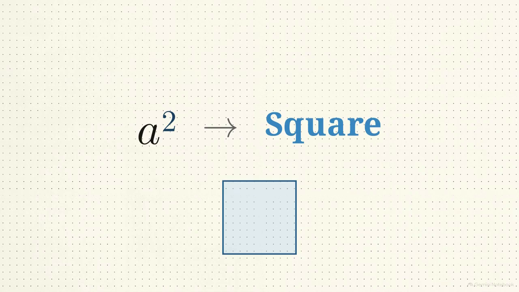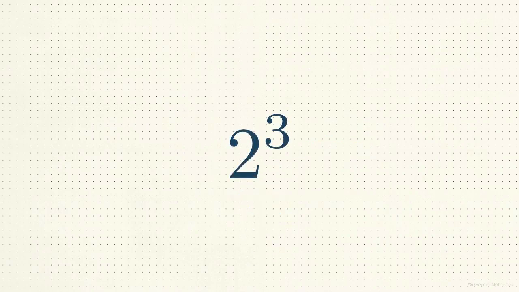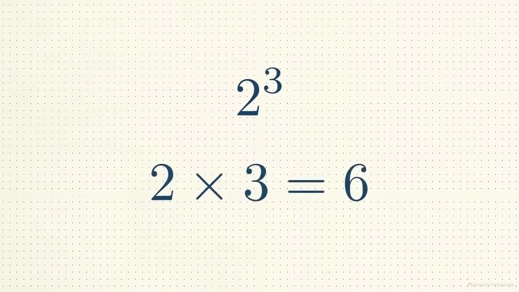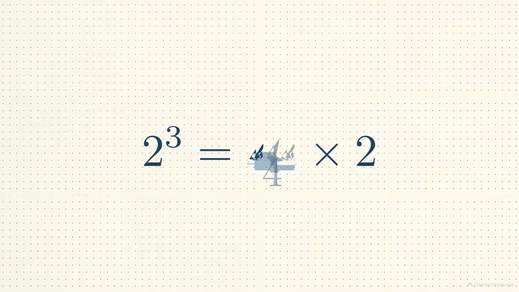When you see an exponent of 2, we call it a square. When the exponent is a 3, we call it a cube. This brings us to the most common mistake beginners make. You never multiply the base by the exponent. 2 to the third power is not 2 times 3. It is 2 times 2 times 2, which gives you 8.